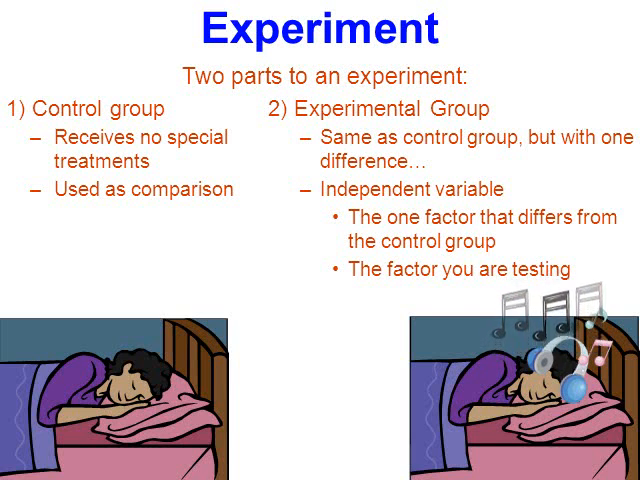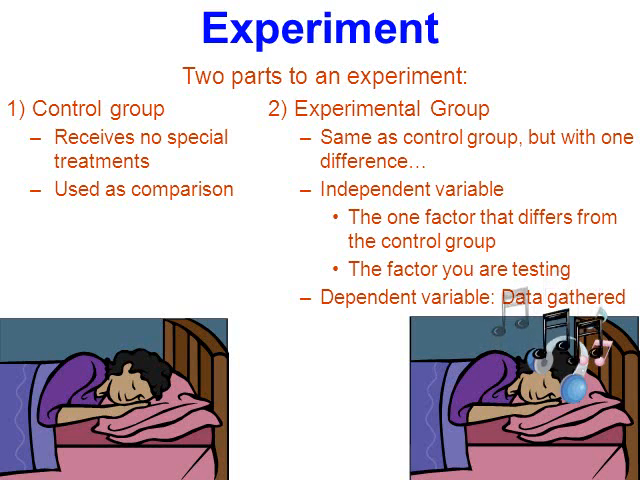Well, that's going to generate data, and we call that data the dependent variable. And I hope you see why it's called the dependent variable. Because the amount of sleep she gets, which is the dependent variable, can be recorded. The amount of sleep that she gets depends on whether or not she listens to music. So I hope you see why it's called the dependent variable.